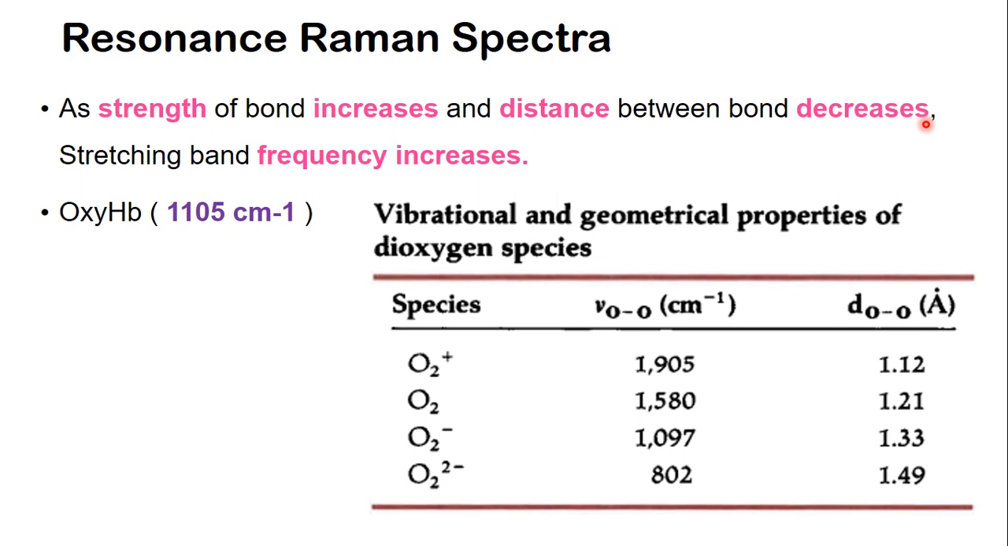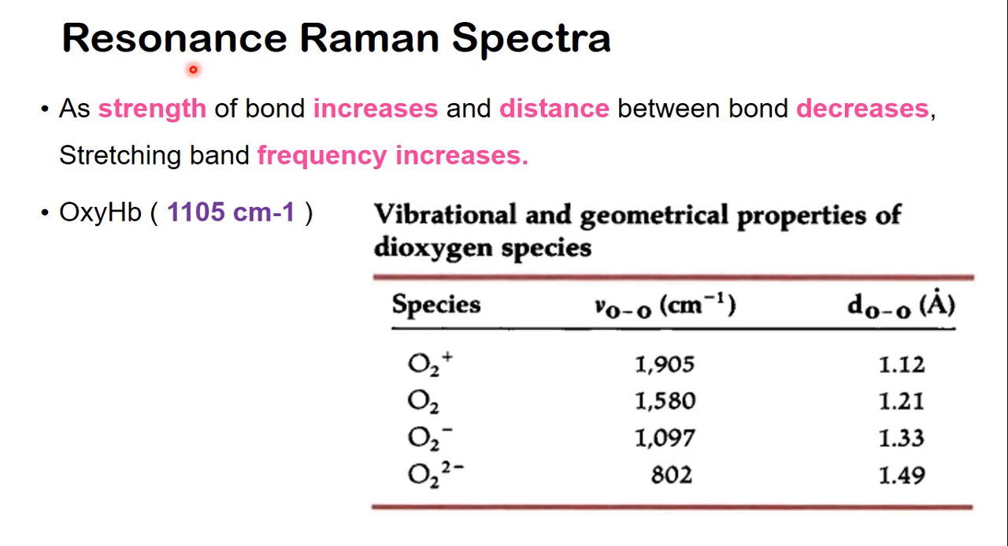So how do you know that when oxygen is binding to our hemoglobin, this oxygen is in superoxide form? This is confirmed using resonance Raman spectra. Generally, we know that if the strength of the bond is high, the bond distance is low. Consider, for example, a single bond and a double bond. The double bond is stronger than the single bond and the distance between the two atoms in a double bond is very low compared to a single bond.